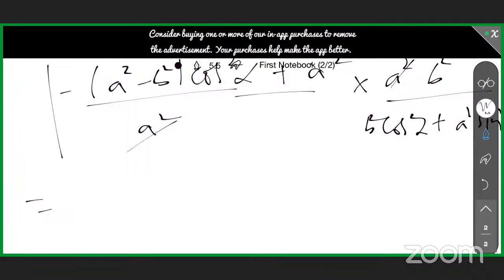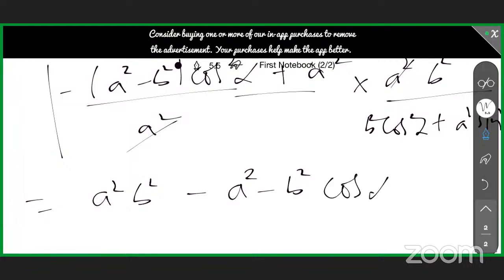Now A square is there. I will take this one, A square in front. So it will become plus A square minus A square minus A square. Okay. With this, what we'll do is multiply this one. Multiplication sign is coming again now. We'll multiply this one. What happens is it becomes A square B square minus of A square minus B square cos alpha.